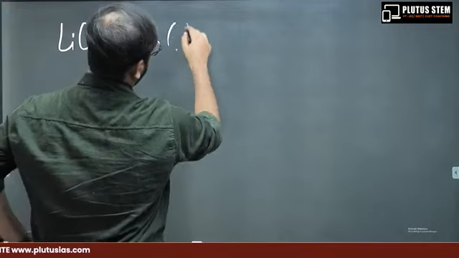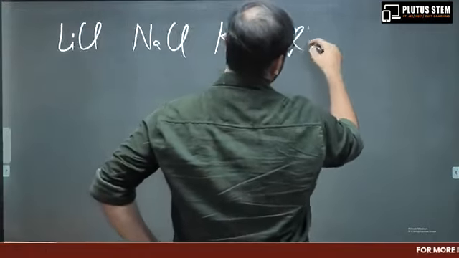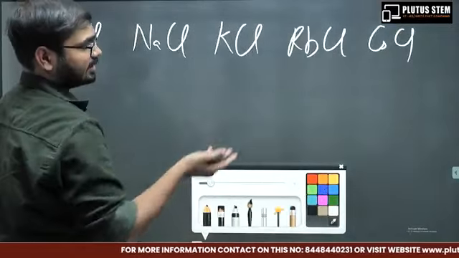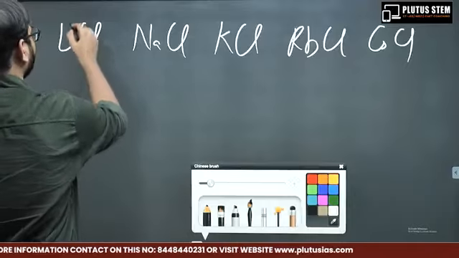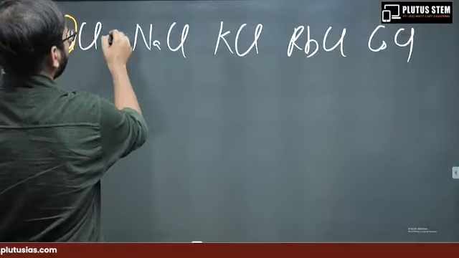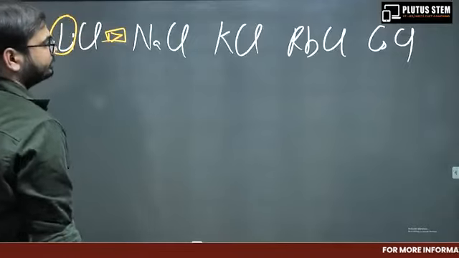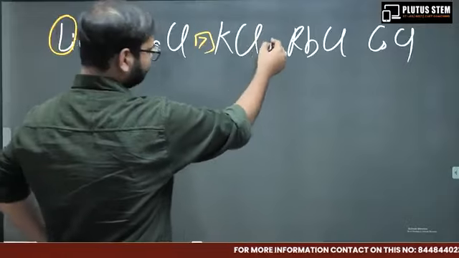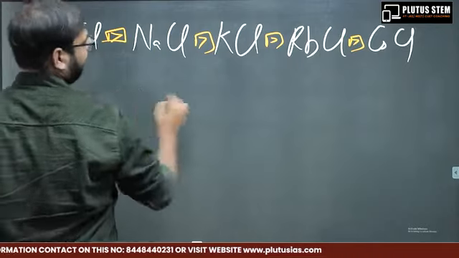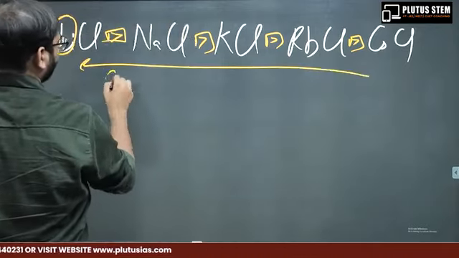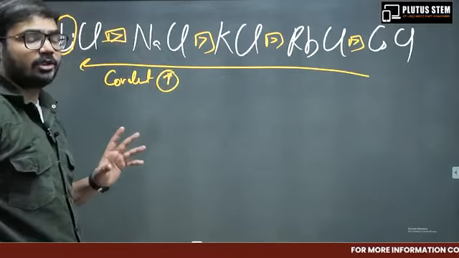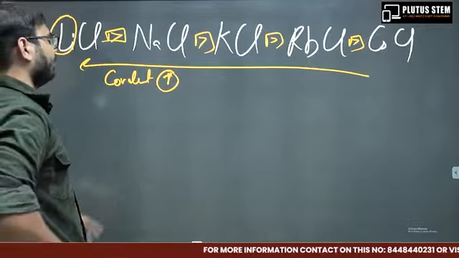LiCl, NaCl, KCl, RbCl and CsCl. Here, since the anion is the same in all the given salts, I'll only look at the cations. Smallest size, highest polarizing power. Highest polarizing power means more covalent character. So here we find that the covalent character is increasing: the easier it is to distort the electron cloud of an anion, the higher will be the covalent character.